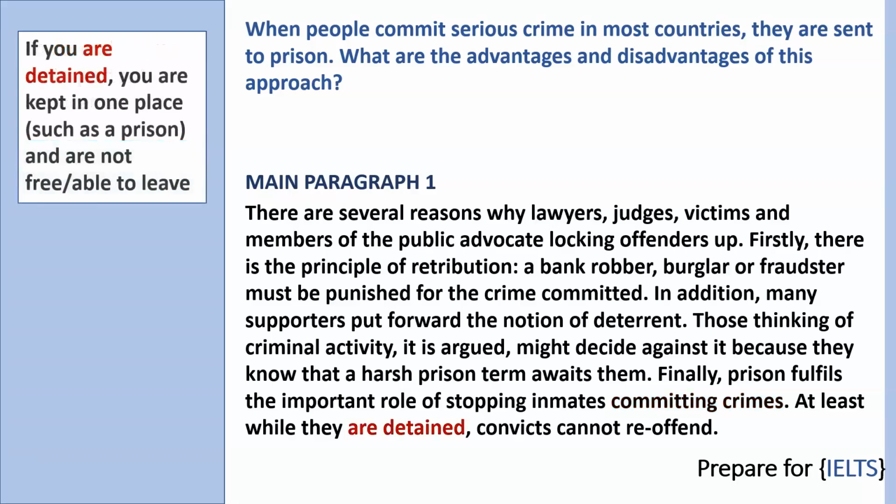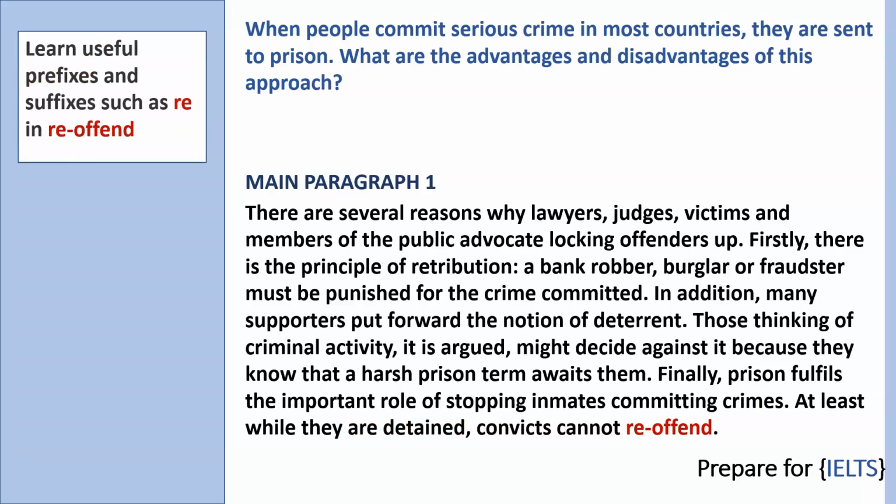And if you are detained, we already had detention. So if you are detained, then you're kept in one place, a prison maybe, and you're not free or you're not allowed to leave. So although we have repeated a word here, we had different forms of it. So we had detention and detain, and that's great. Examiners will give you credit for that.